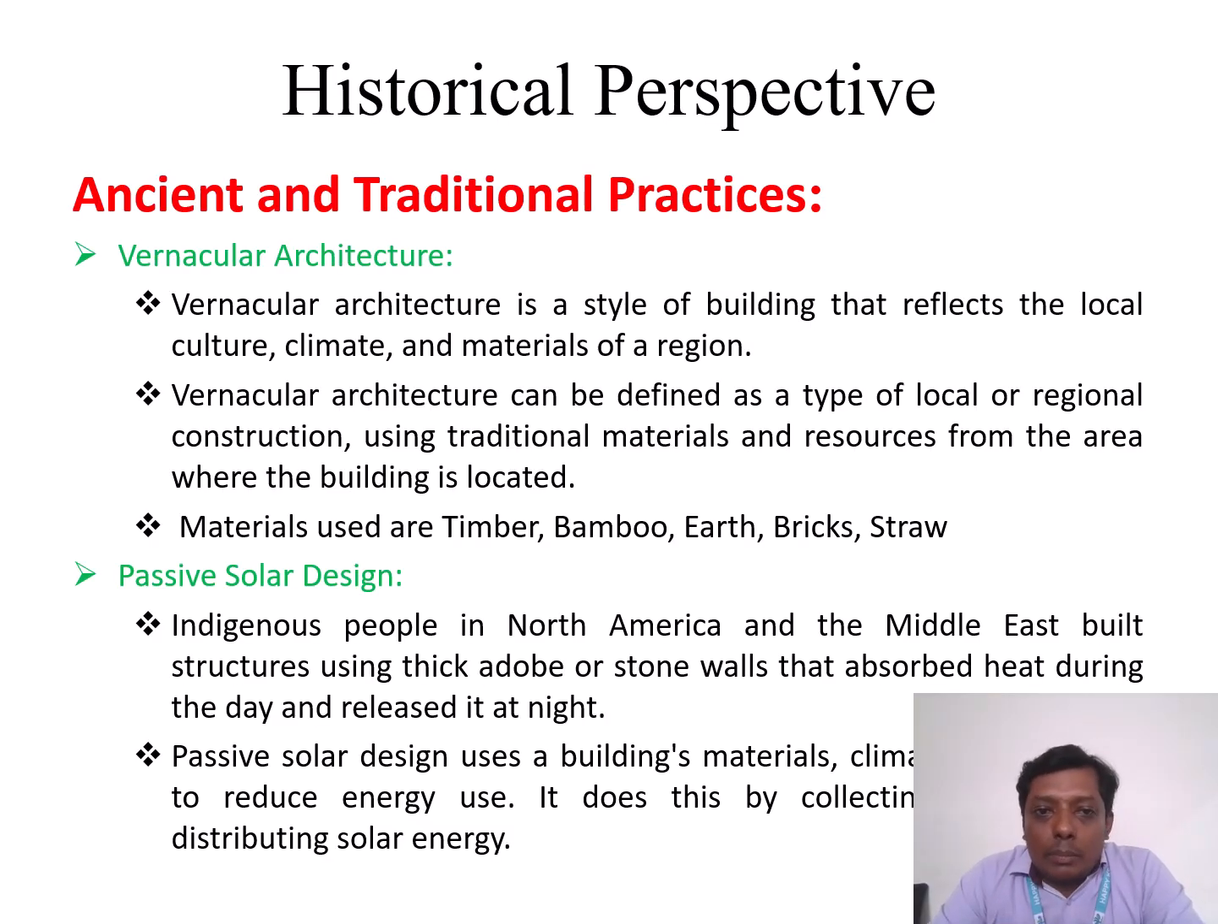Historical perspective: ancient and traditional practices. In the historical perspective, vernacular architecture plays a major role. It is the style of building that reflects the local culture, climate, and materials of a region. Vernacular architecture can be defined as a type of local or regional construction using traditional materials and resources from the areas where the building is located. Materials used for vernacular architecture are timber, bamboo, earth, bricks, and straw.